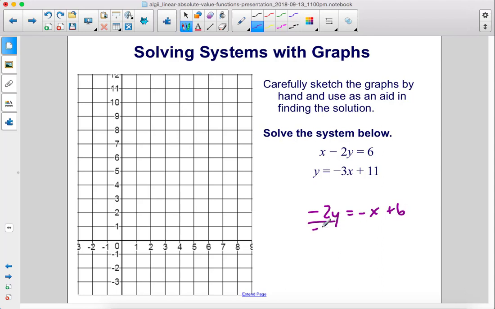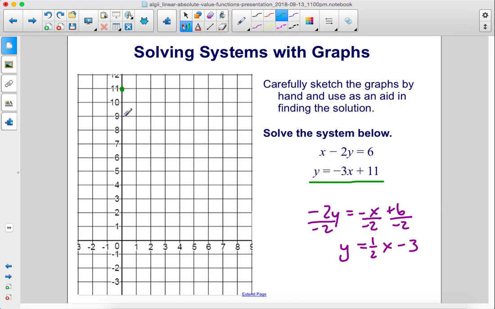We'll divide everything by negative 2. And that gives us y equals 1/2 x minus 3. So let's first graph this line. Our y-intercept is at 11. And then we have a slope of negative 3.